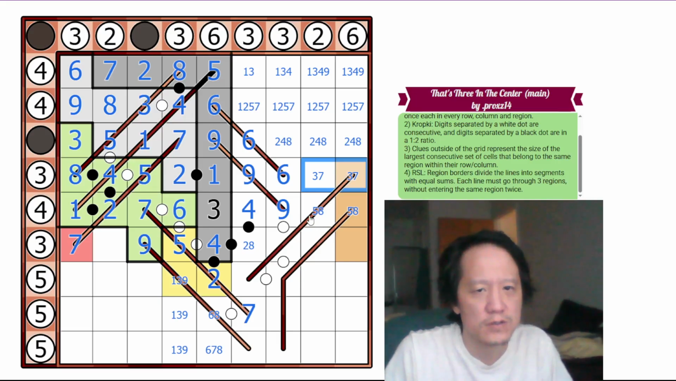Interesting. Huh. 9 is... Oh, maybe it was here. 9 is only consecutive with 8. So this is 8. This is 7. This 8 eliminates 8 here, so that's 2. This can't be 2. This can't be 8.